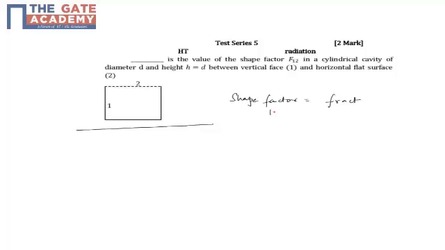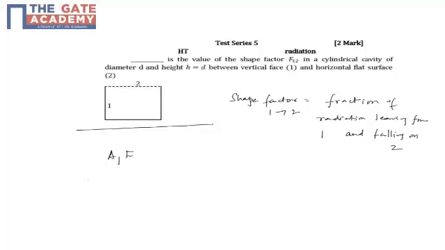Let's say the shape factor between 1 and 2 is a fraction of radiation leaving from A1 and reaching and falling on 2. So fraction of radiation leaving from 1 and falling on 2, that is how the shape factor between 1 and 2 is defined. Now when you have two surfaces, well, we can use the reciprocity rule.